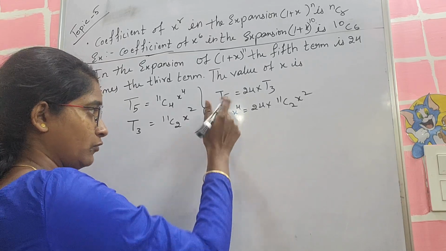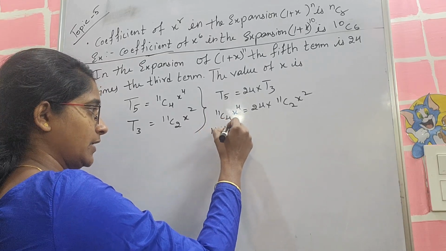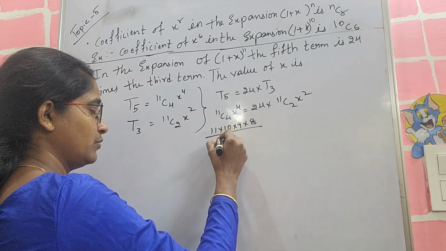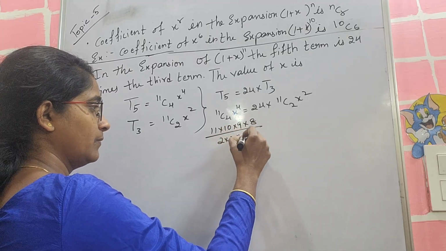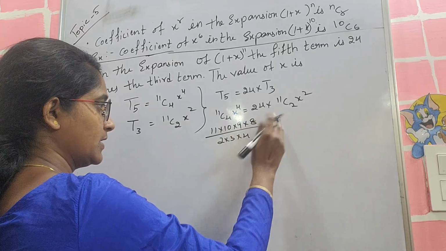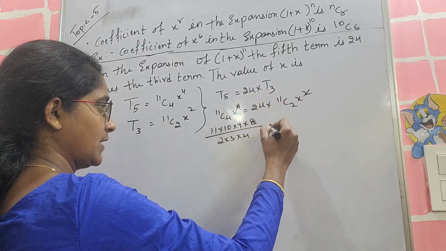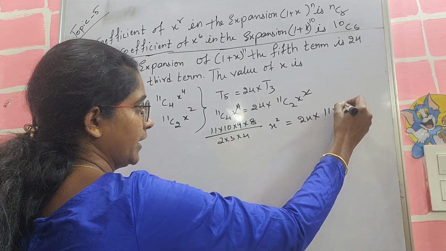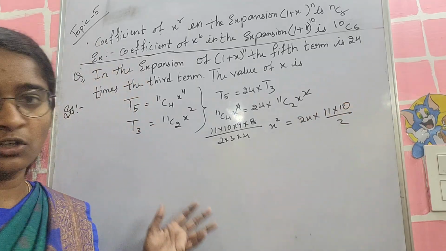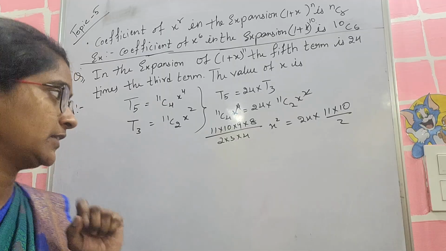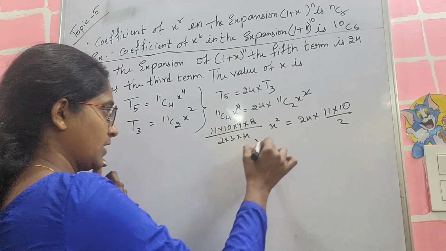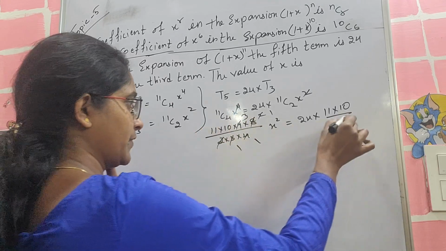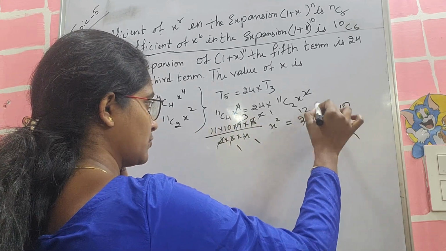Okay, so now what I am going to write here: 11 minus 4, how I can calculate 4 terms, means 11 into 10 into 9 into 8 by 1, 2, 3, 4 is equal to, then if I cancel x squared, then x squared is equal to 24 into 11 into 10 by 2. Now if I solve this, then I am going to get the value of x here. So 4 ones, 4 twos, 2 ones, 3 ones, 3 threes, 2 ones, 2.